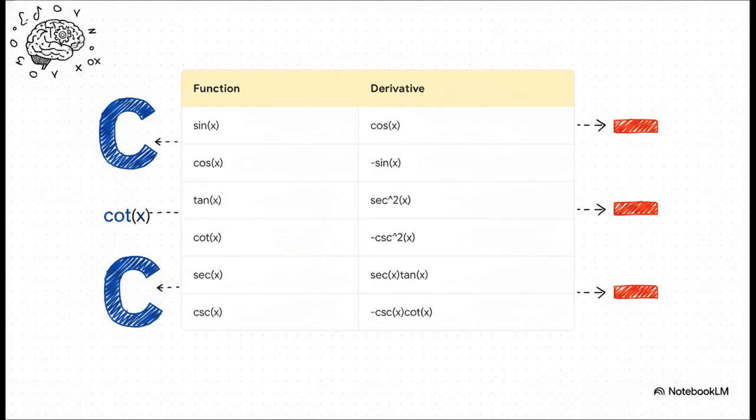The derivative of cosine is negative sine. Cotangent is negative cosecant squared. Cosecant is negative cosecant times cotangent. If the trig function starts with a C, its derivative gets a minus sign. It's literally a flawless memory hack.